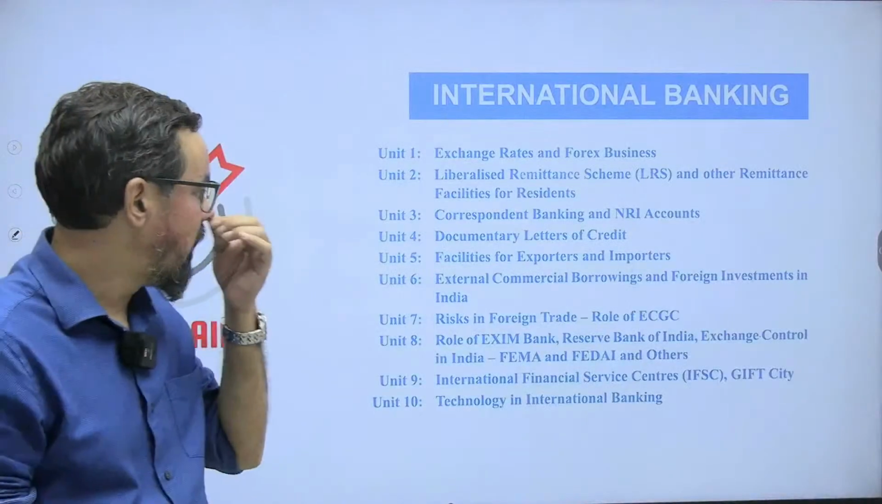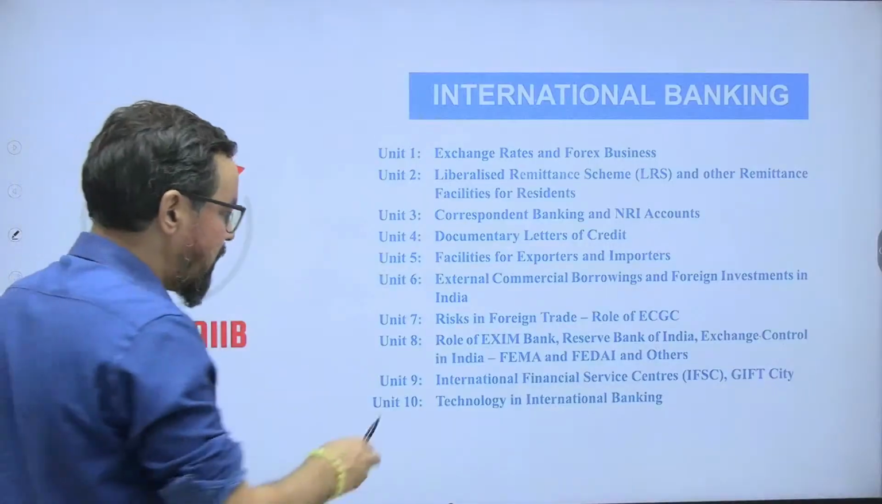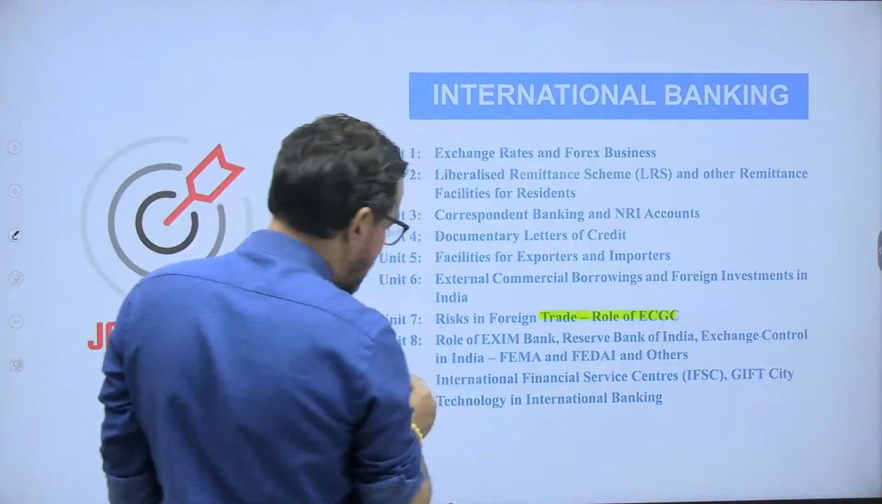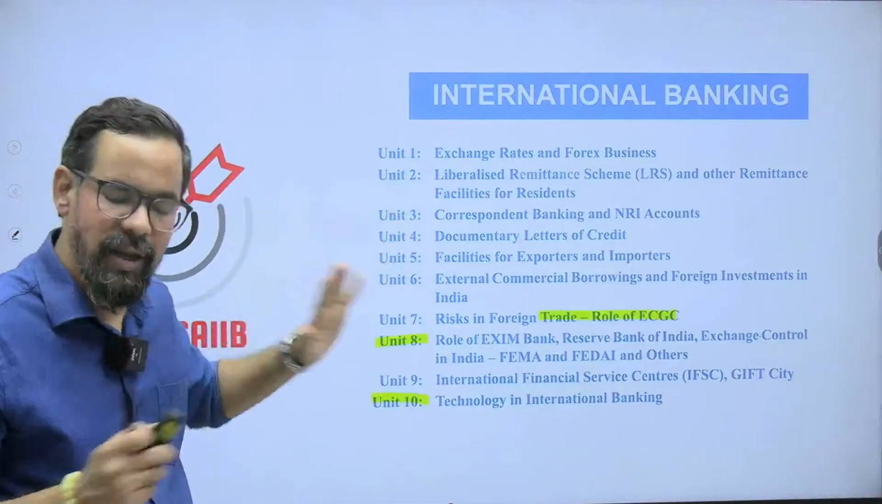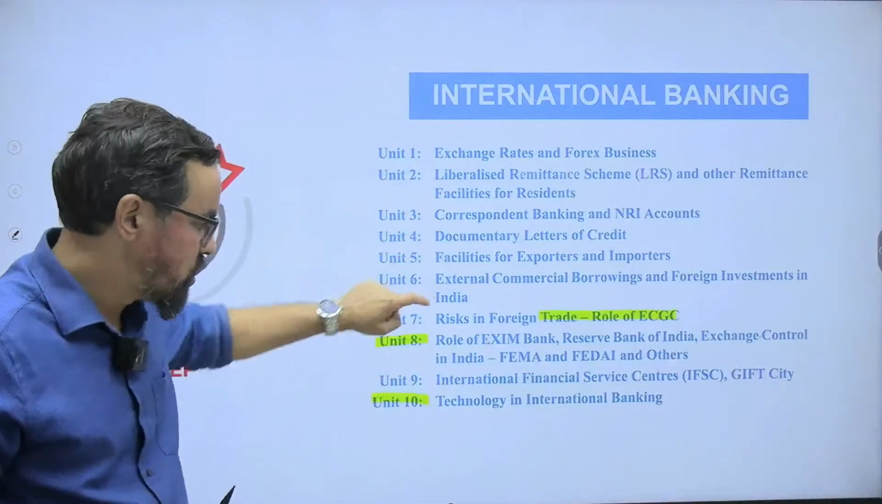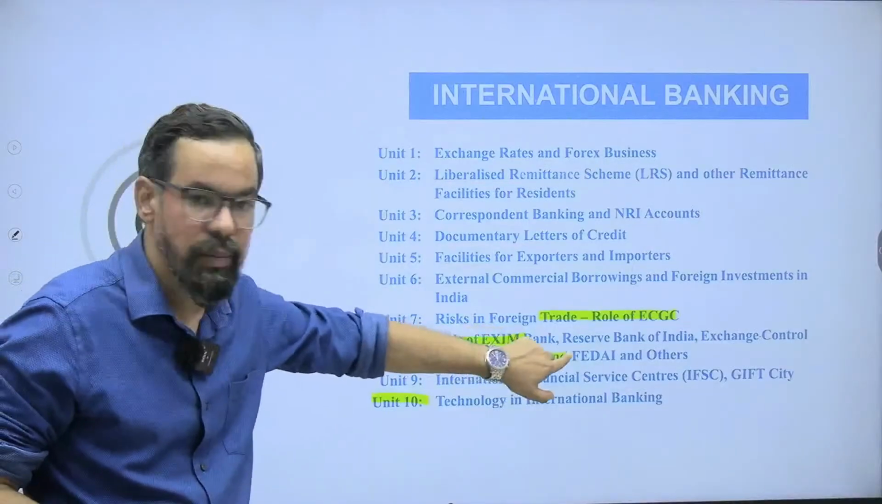Now next one, we have done with this unit. Next, 8 and 10, okay? These 2 units I'll show you the content. Very basic one, understandable. The next unit is the rules of FEMA and all these kinds of things, okay?